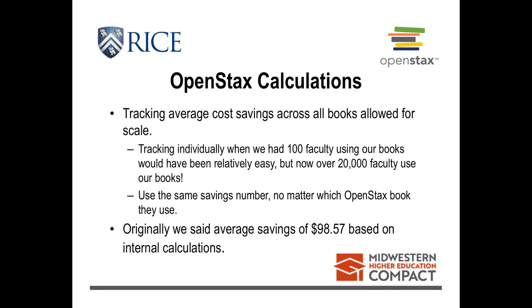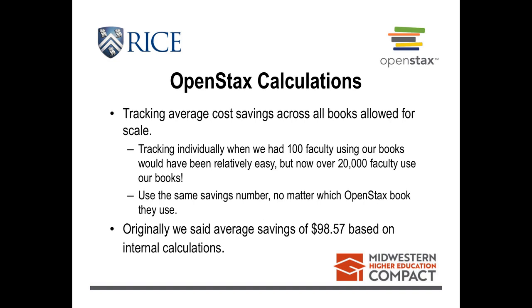So the next thing that we had to decide was how to track cost savings for the OpenStax books that we publish. And our biggest concern, I started at OpenStax about 5 years ago, and at the time we had around 400 adoptions of our books, so a really small amount at that point. But we were working towards scale. We wanted to get a lot of faculty and students impacted by our books. So whenever we're setting something up like this, our first question is, how is this scalable?